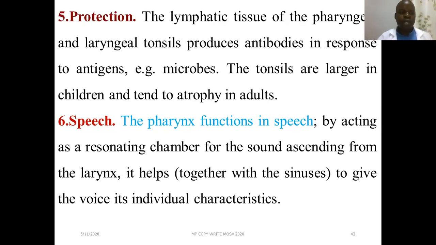The other function of the pharynx is speech. The pharynx functions in speech by acting as a resonating chamber for the sounds ascending from the larynx. It helps together with the sinuses to give the voices individual characteristics. So the difference of the various voices that we have is largely attributed to the pharynx. The pharynx makes an individual have a tone of his or her own.